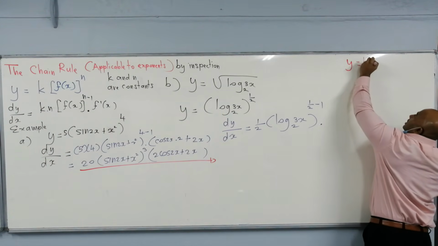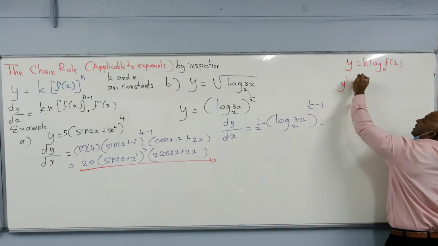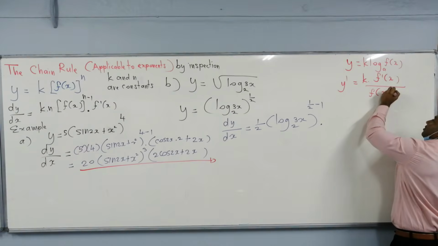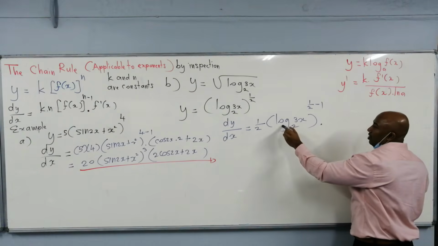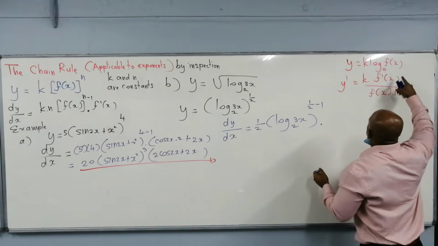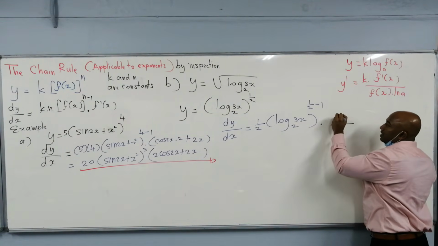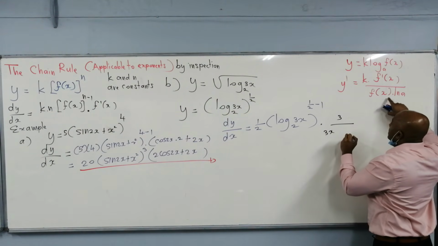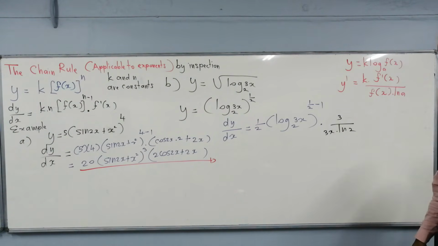Remember, if y is equal to k log f of x to the base a, then y prime, the derivative, is going to be k f prime x all divided by f of x times ln a. That is the formula for differentiating log. So I've got log 3x to the base 2. The derivative there is going to be, here's my division line, 3 f prime x all over f of x, which is 3x, times ln of the base, which is 2. Right, so that is the derivative of log.